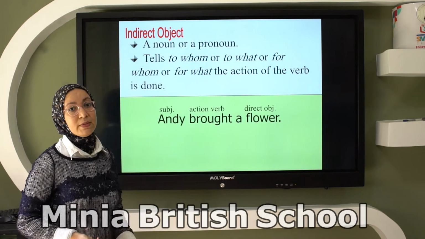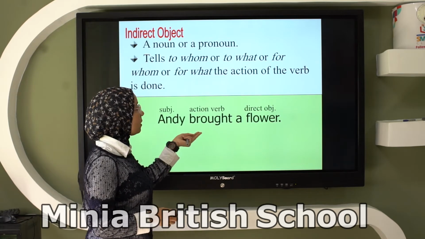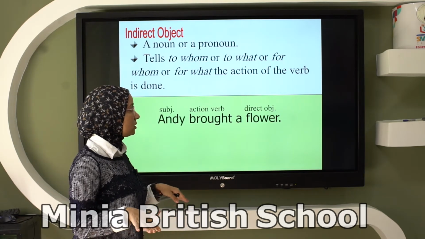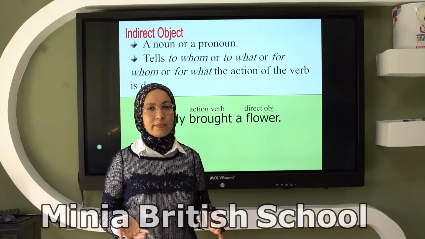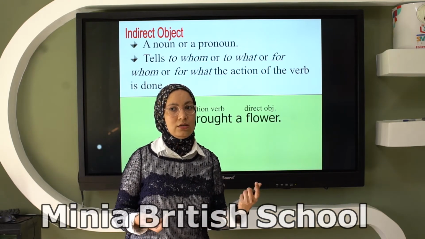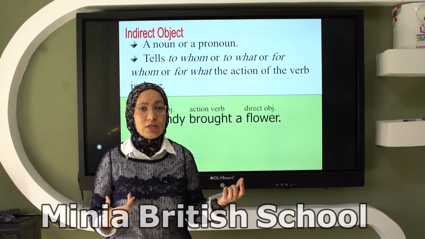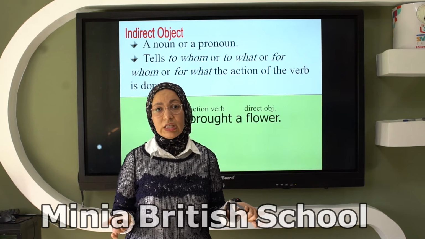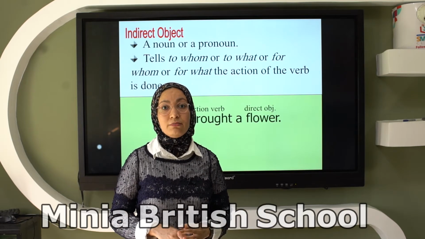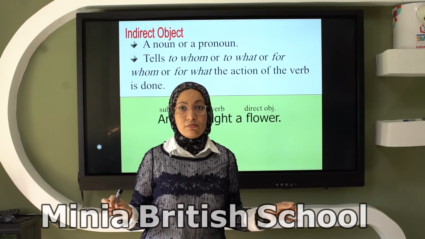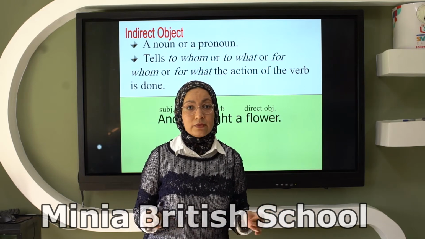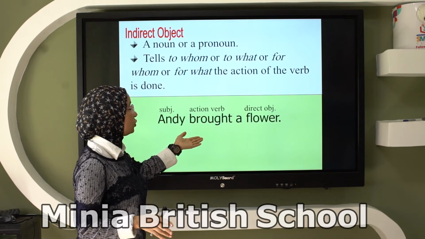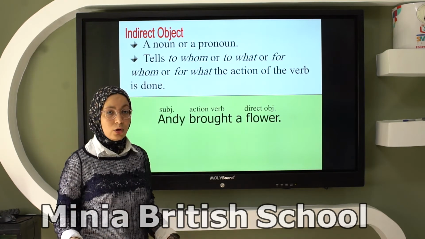Look at this example, please. Andy brought a flower. What do you think about this sentence? Does this sentence have an indirect object, or does it have only a direct object as in the previous examples? Yes, it's a simple sentence that has a direct object. Andy is the subject, brought is the action verb, a flower is the direct object.